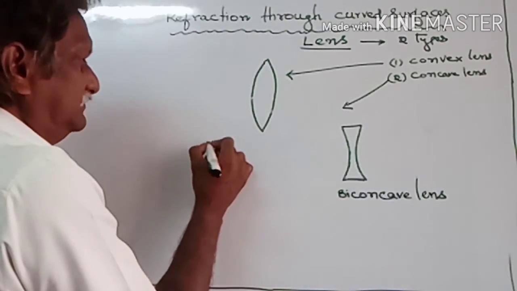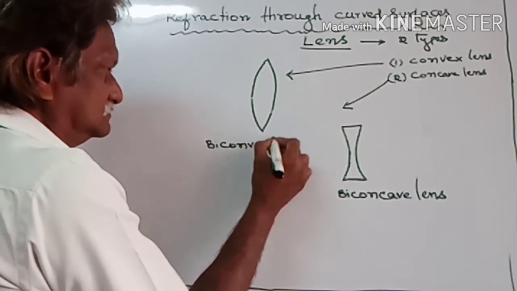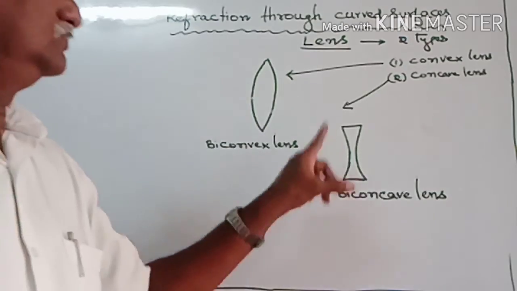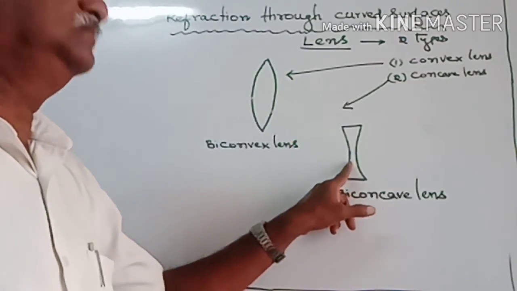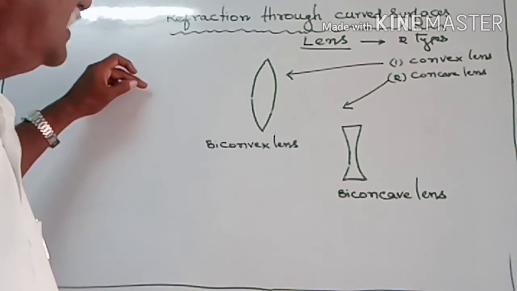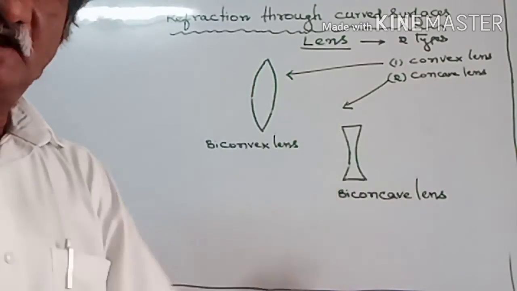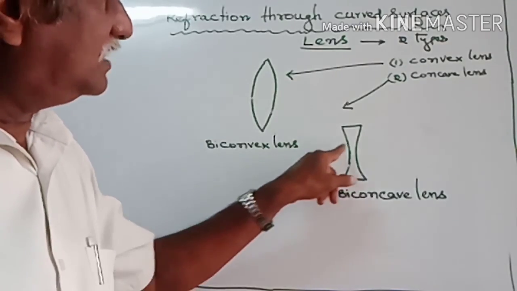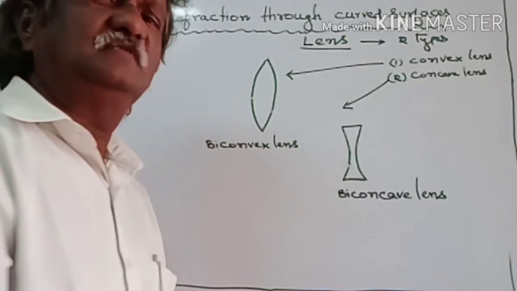These are biconvex lens. So lenses are of two types: biconvex lens and biconcave lens. Now imagine light passing through the biconvex lens. How is it refracted? That is what we want to see. In the same way, light passes through the biconcave lens like this. How the light is refracted, that we want to see.